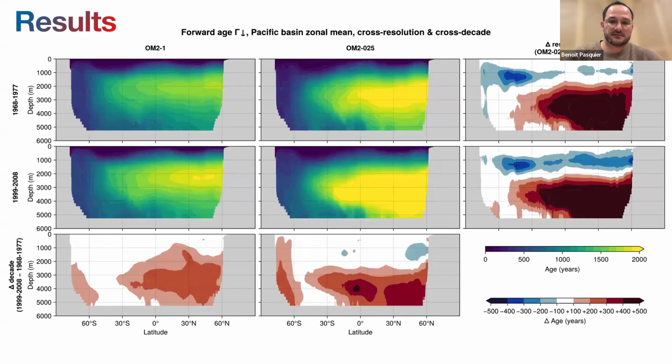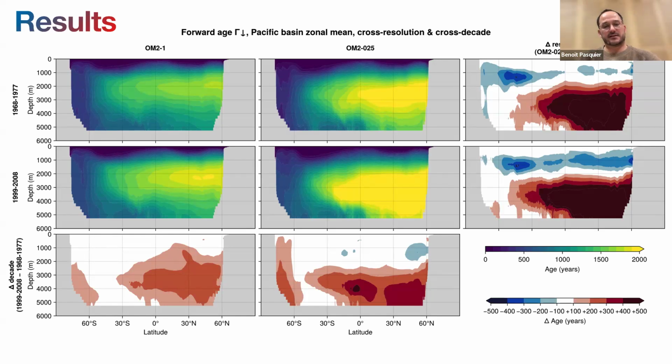I'll move on to the Pacific. Very large differences, in particular in terms of magnitude. If you look at the quarter degree version, it is much older, not everywhere. It's much older in those deep waters of the shadow zones of the Pacific, particularly in the second time window. There's a downward shift as well with resolution.